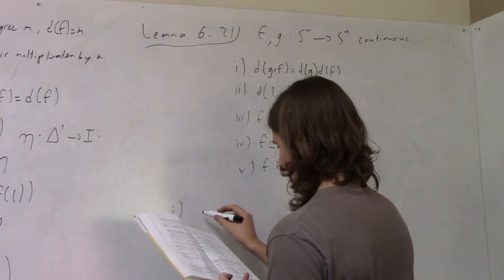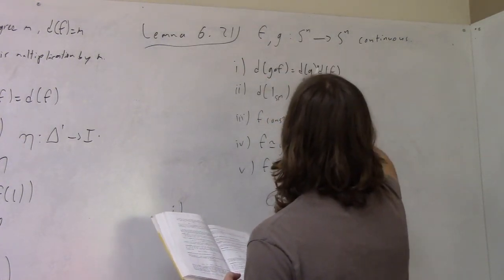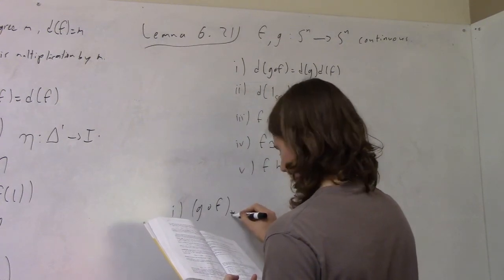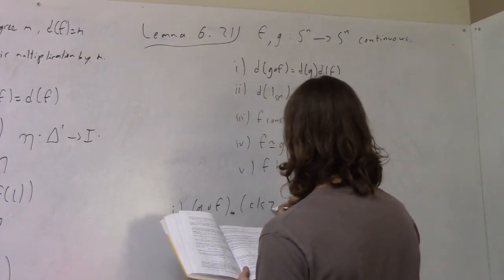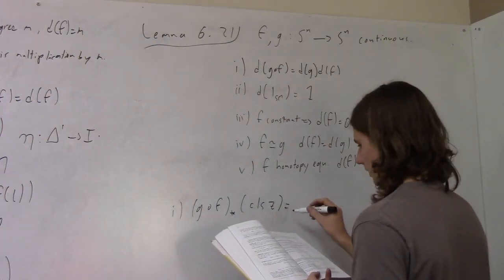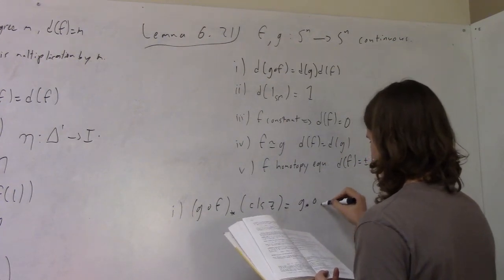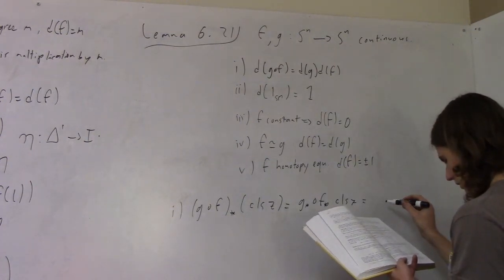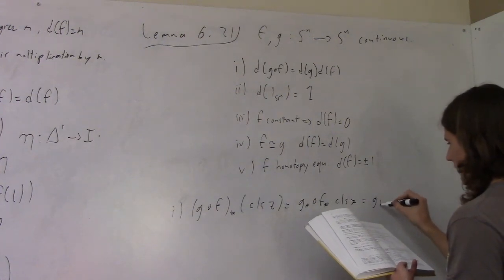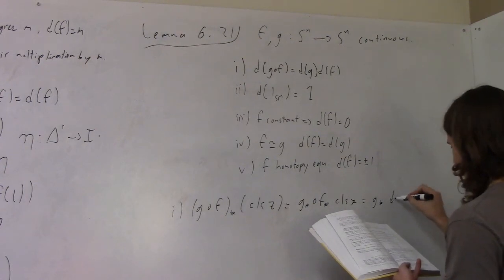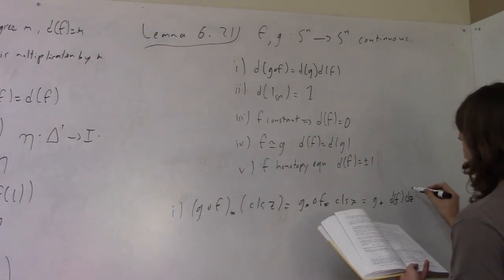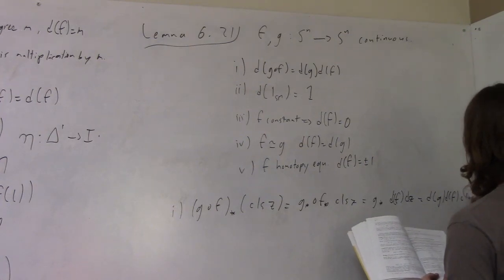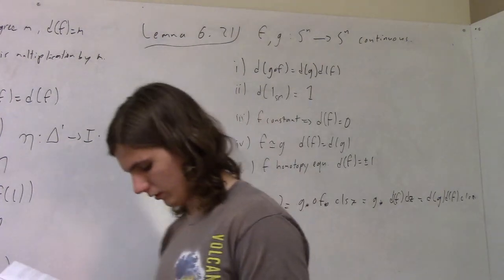Right, so we can just show that the degree of g composed with f is equal to the degree of g times the degree of f. So we need to look at the induced mapping of g composed with f. The class of c is going to be equal to, because it's a functor, g star composed with f star of the class of c, which is equal to g star of d of f times the class of z, which is equal to d of g times d of f times the class of z.